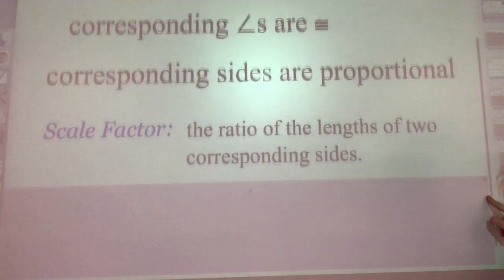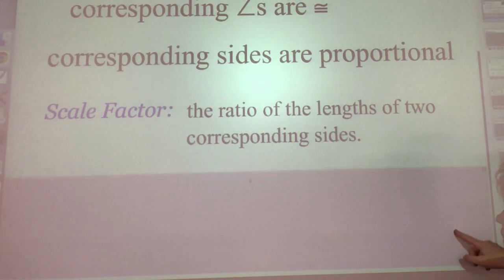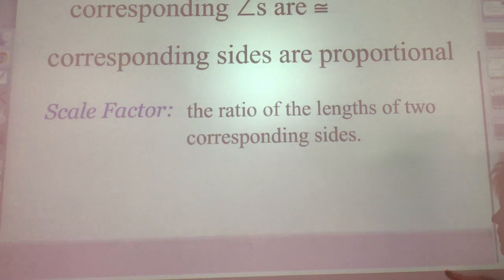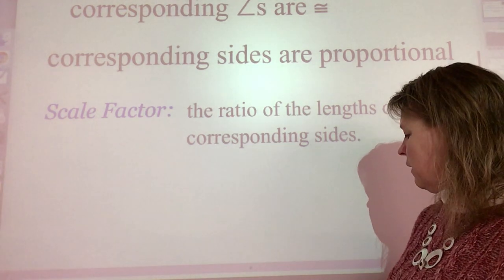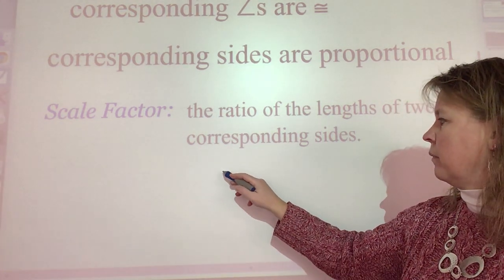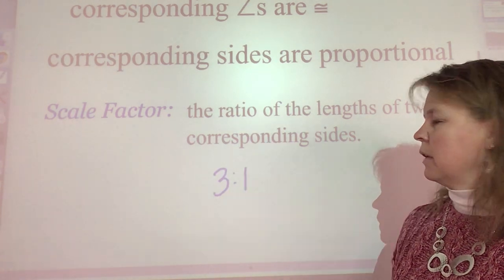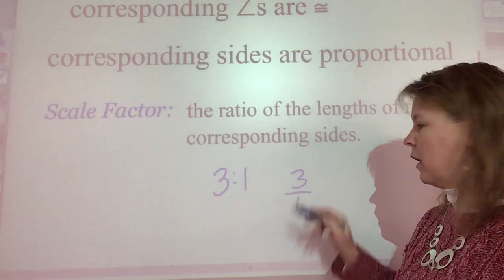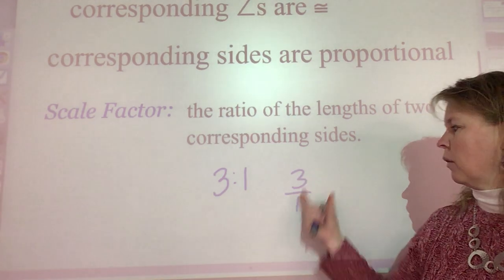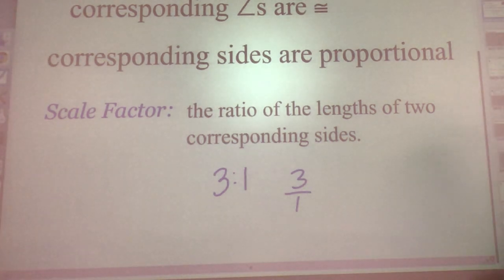The scale factor, vocabulary word, is the ratio of the lengths of two corresponding sides. So many times we'll make a fraction out of it, but we could also make a ratio out of it, in the sense of maybe the first polygon is 3 times as big as the other one. Then it would be 3 to 1. Or you could write it this way, 3 to 1. Now that doesn't count as having to be reduced, technically, because you need a scale of 3 to 1.